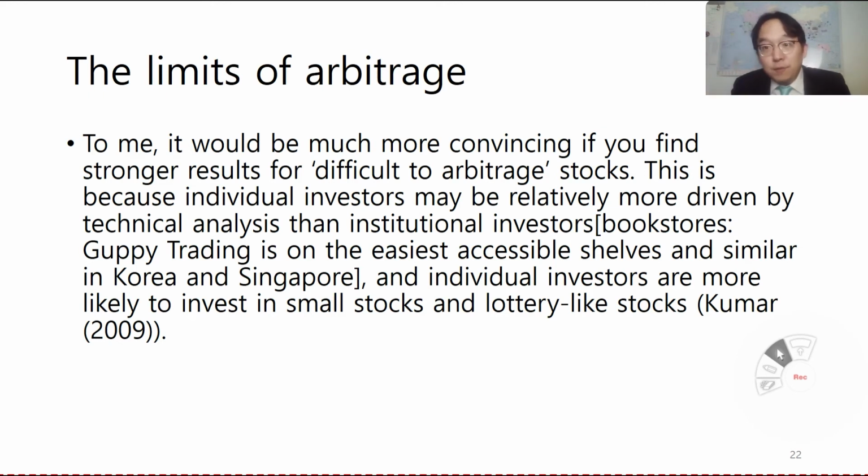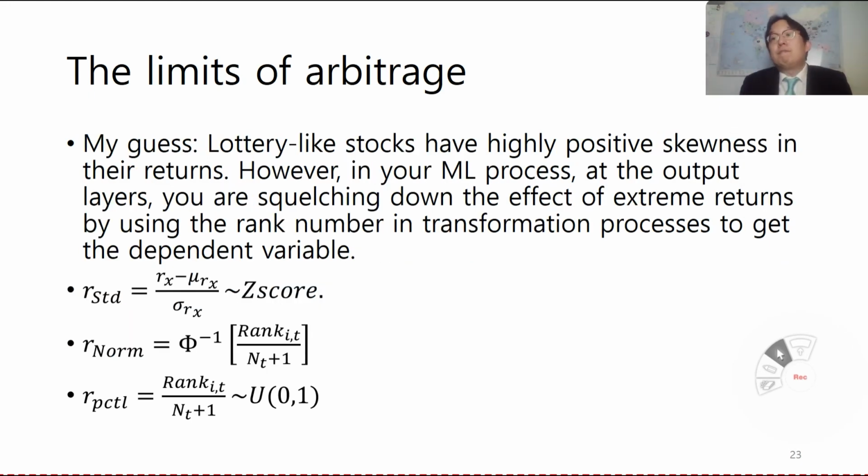So, non-trivial issue, okay? And then individual investors, according to Alok Kumar, are more likely to invest in small stocks and penny stocks and lottery-like stocks. So your results, if it is more salient for smaller stocks, I think you have a goal. The limits of arbitrage, yeah, my guess is that the lottery-like stocks have highly positive skewness in their returns.